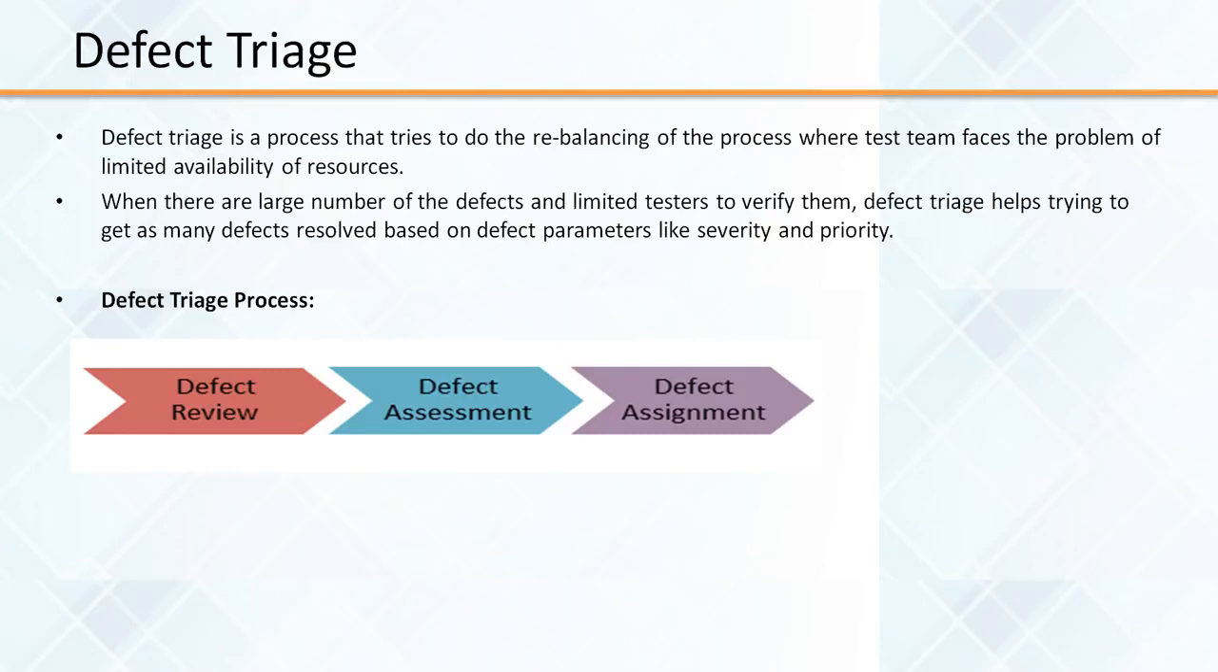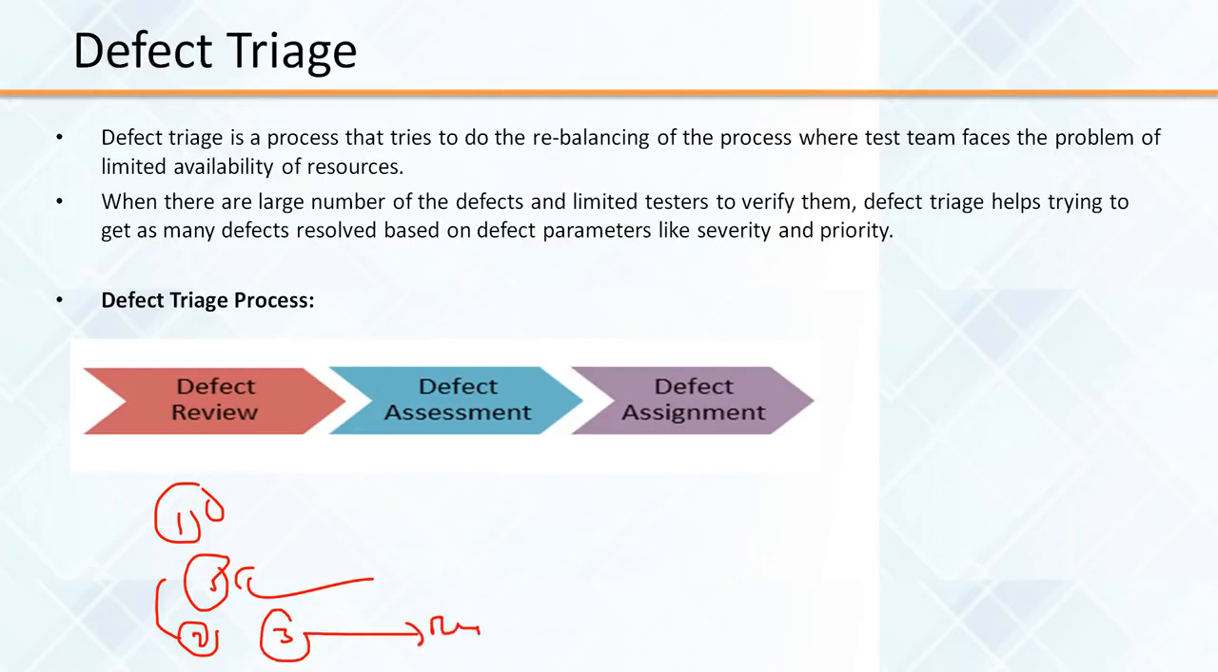Defect reviewing, defect assessment, defect assignment, all these things come under defect triaging. So we have reported 10 defects, and some number of defects have been fixed. Again, of the fixed 5 defects, only 2 are working and 3 are not working. These 3 defects are reopened and reassigned to the developer. All these activities are called the defect triaging process. Okay.